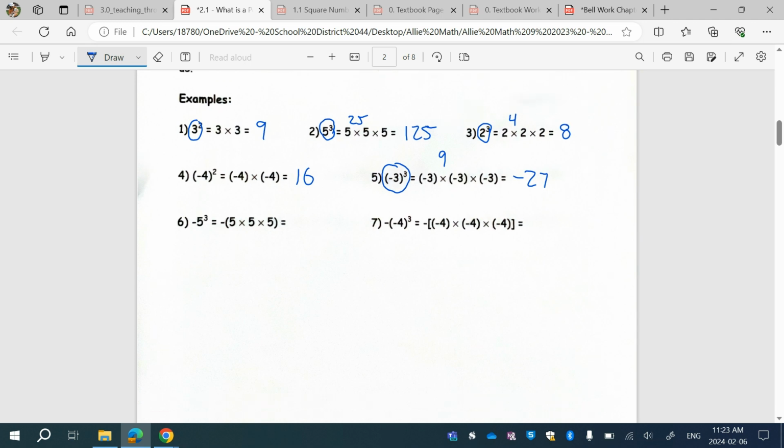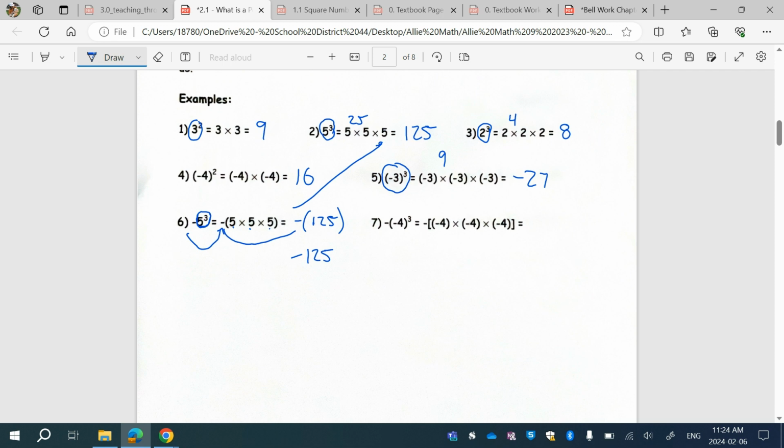Next, we have, not in brackets, a negative and then a 5 to the power of 3. So just the 5 is our base. So we don't forget our negative. That goes with us. But then we have 5 times 5 times 5. We found out up here that that's 125. But we can't forget our negative comes along with us. So it's negative 125.